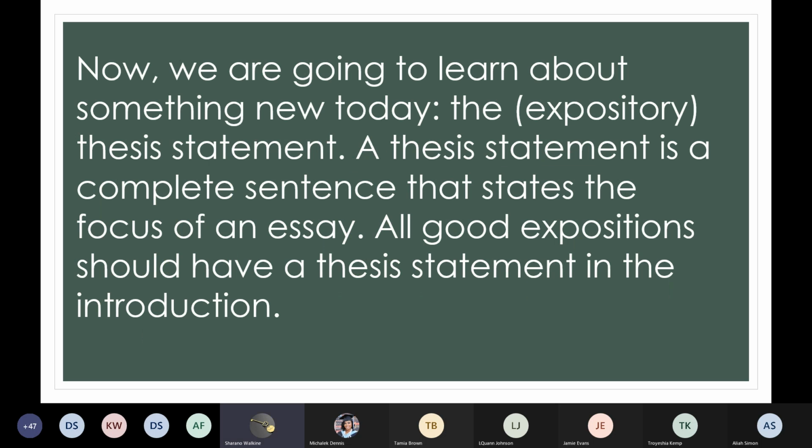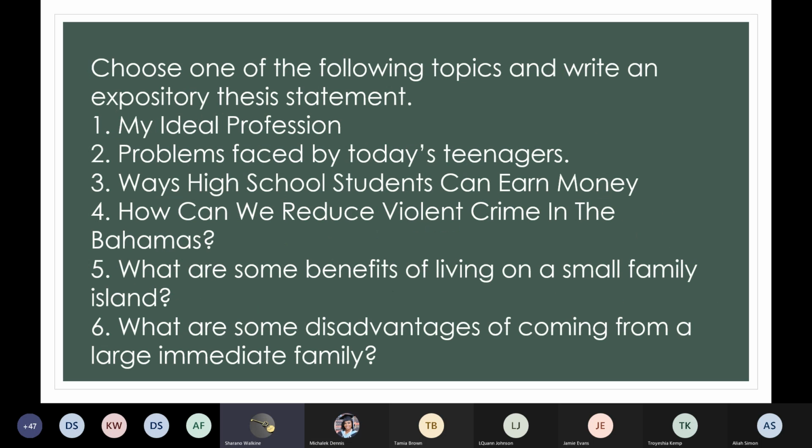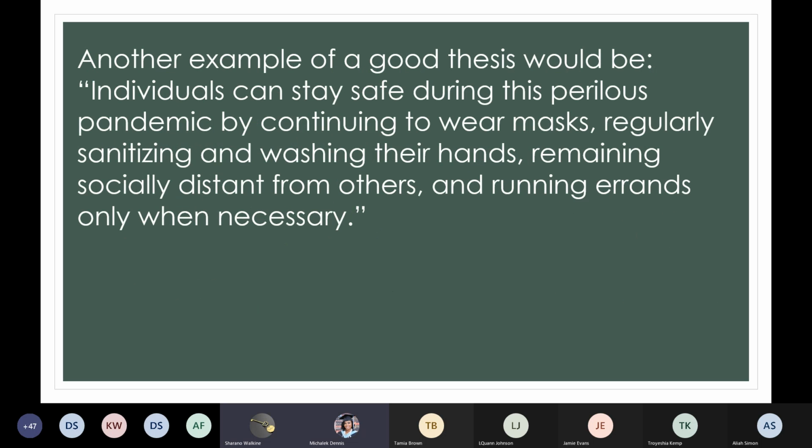So we'll move forward now. All right, I see what happened there. Let's look at this one. This is another example here. It says another example of a good thesis statement would be: individuals can stay safe during this perilous pandemic by continuing to wear masks, regularly sanitizing and washing their hands, remaining socially distant from others, and running errands only when necessary.